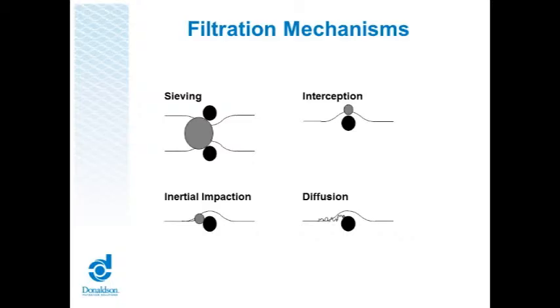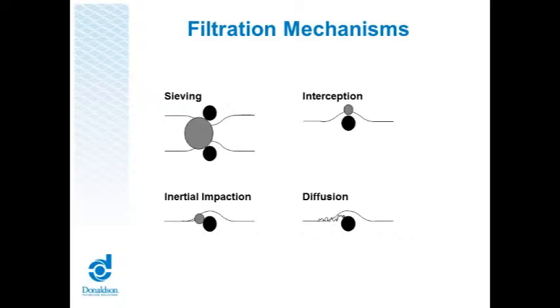Interception would be as a particle is moving through, it would then get picked up by a fiber that we have and just kind of hang out there. Inertial impaction is I've got a car running 60 miles an hour and it hits a brick wall. That car is going to get stuck to that brick wall. That's basically what that inertial impaction is. I'm taking that mass and I'm forcing it into that media, and it's going to stay there.